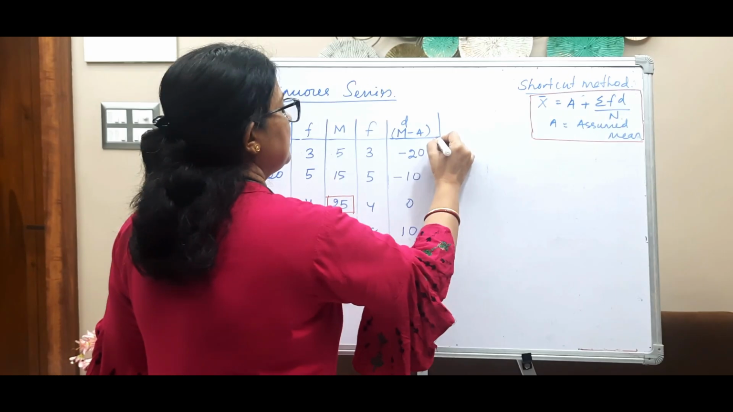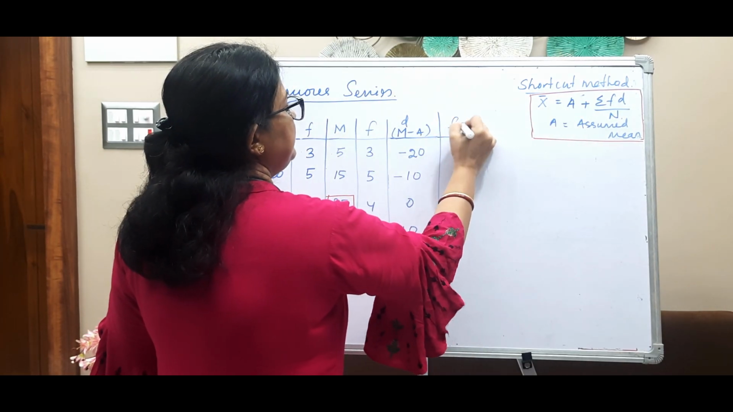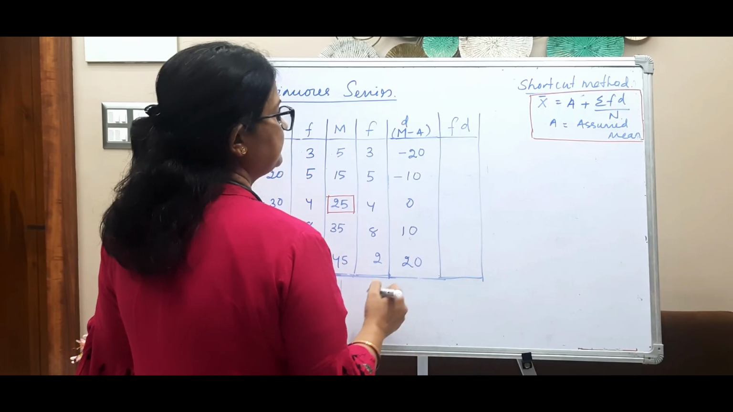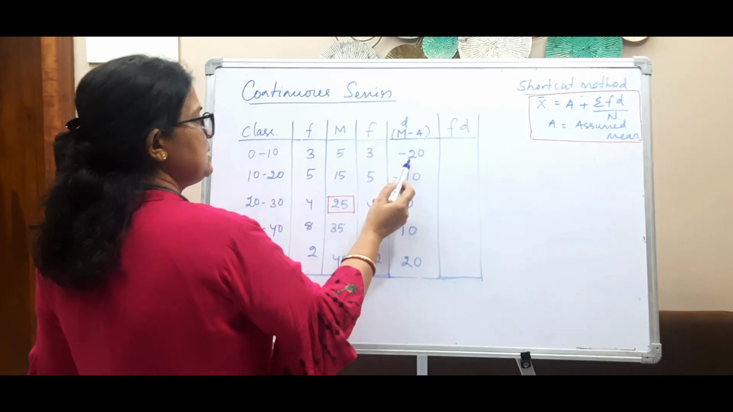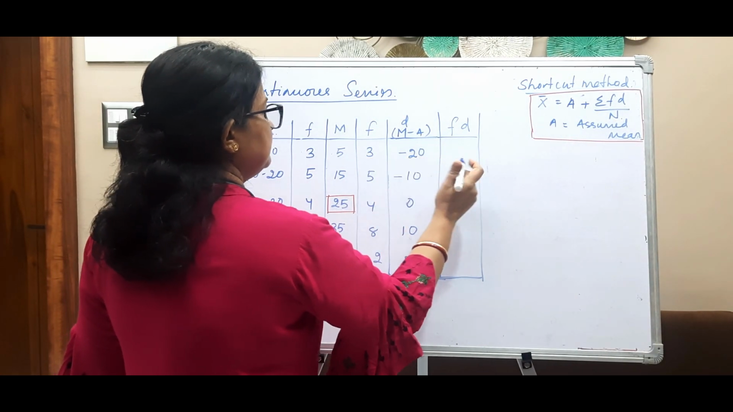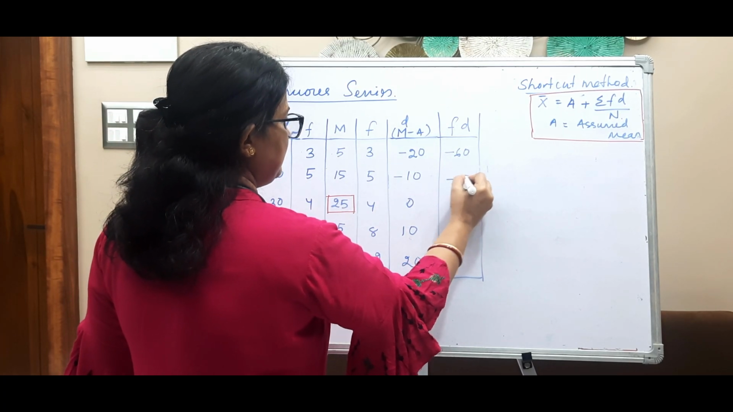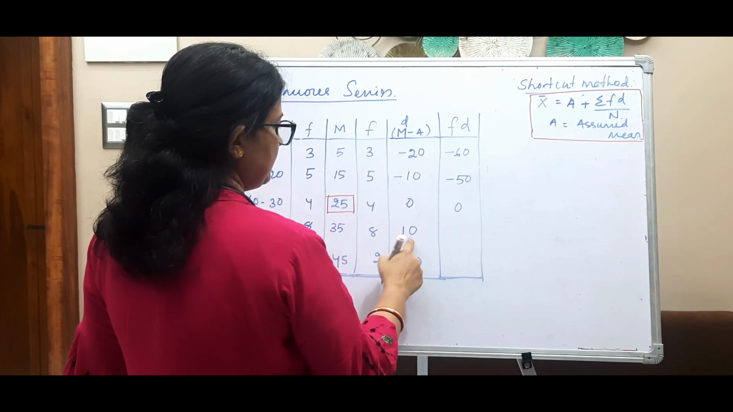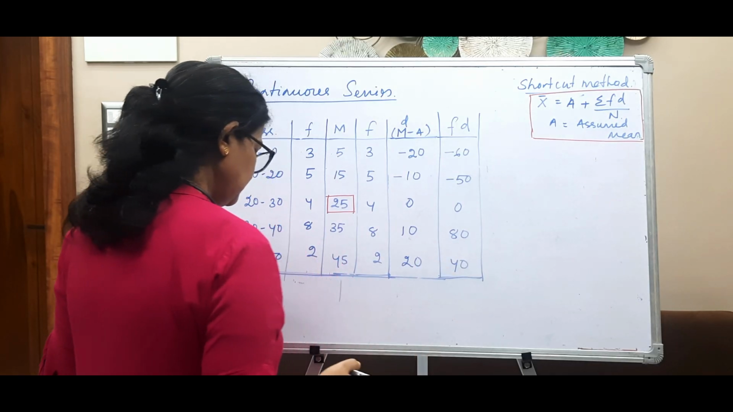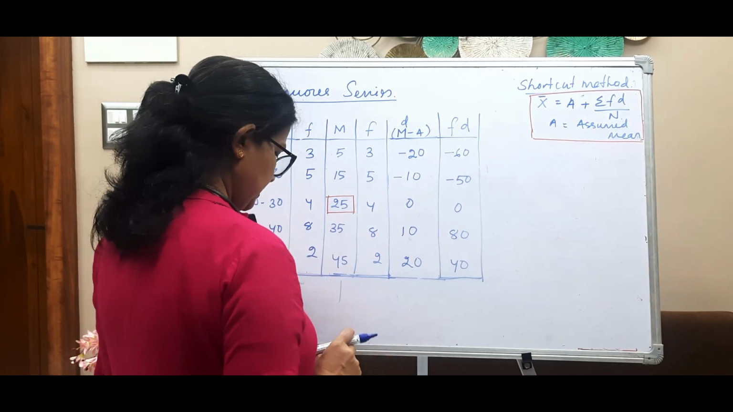Okay, what we need to do now, we have to find sigma fd. First we need to find fd, then we can find sigma fd. So how do we find fd? This is our d value, this is the frequency. We have to multiply them. 3 into minus 20 is minus 60. 5 into minus 10 is minus 50. 4 into 0 is 0. 8 into 10 is 80. Then 2 into 20 is 40.